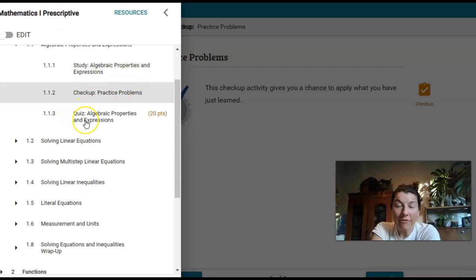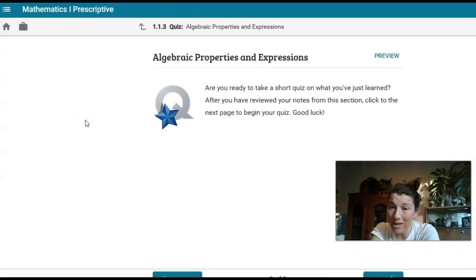And then after you've done your study and your checkup worksheets and you've checked your answers, the last step is to take the quiz. Again, you need to pass this with 70% or higher. There are 10 questions on every quiz, but you get to use your notes. So if you've done a good job going through the lesson and you've practiced and you've gotten feedback that you're doing it correctly, these quizzes will be very easy for you.